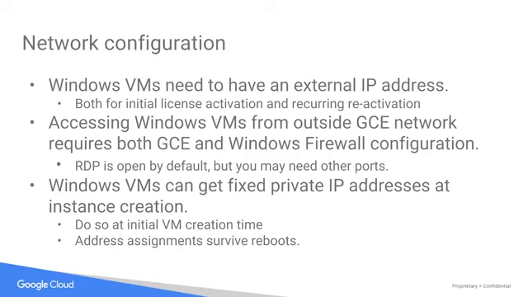This is important for Windows virtual machines, as they need to be able to connect to the Internet to contact the Windows license server when the machine is first provisioned and subsequently at regular intervals. So you'll need to ensure that your network configuration supports this.